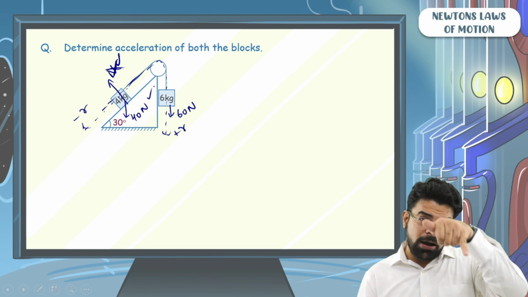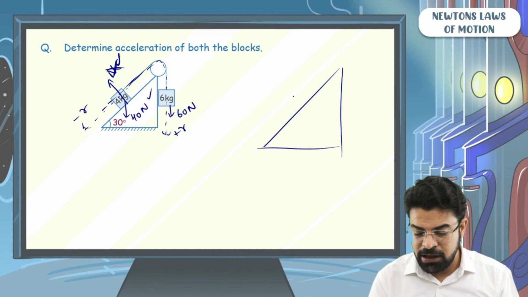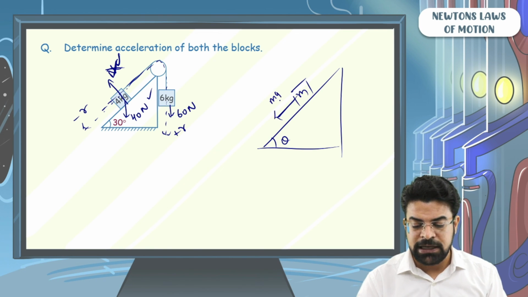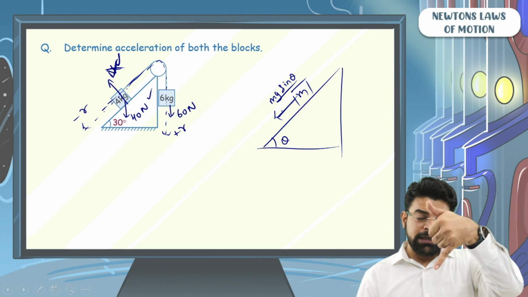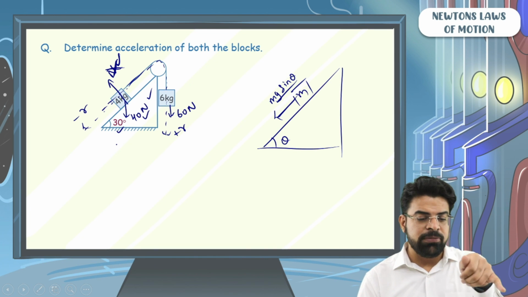It will have a component along the string. How much? We know that when we have a block of mass m placed on an incline of inclination theta, then the component of force of gravity along the incline is mg sine theta. So here the component of force of gravity along the incline will be 40 sine 30. Sine 30 is half, that will be 20 Newton.